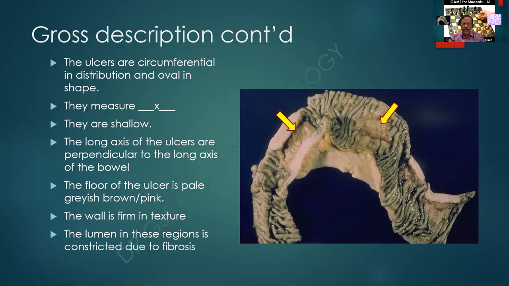Why this happens is because there is always a circumferential rim of lymphatics. Along this circumferential rim of lymphatics the lesion spreads. Therefore, the lesion is also circumferential, with the long axis perpendicular to the long axis of the bowel. The wall is firm in texture because of fibrosis, and the lumen is constricted in these regions. I'm able to see a constriction here also because of fibrosis. So remember these words: shallow ulcers, long axis perpendicular, and firm in texture.